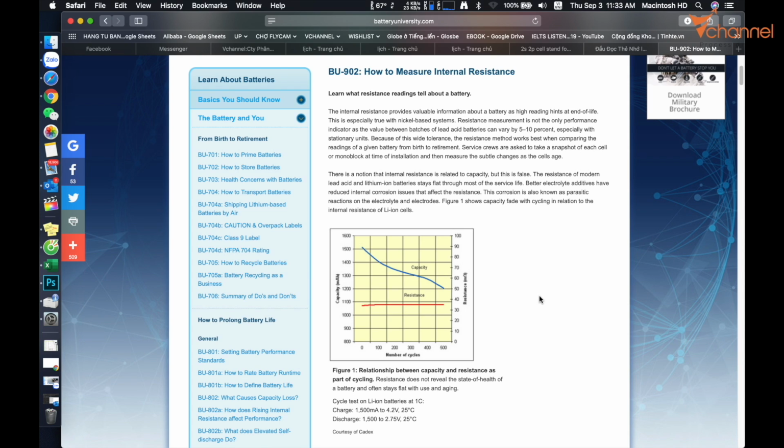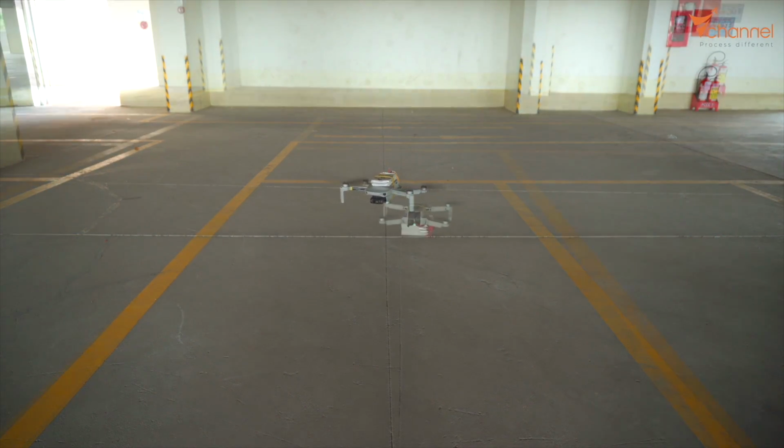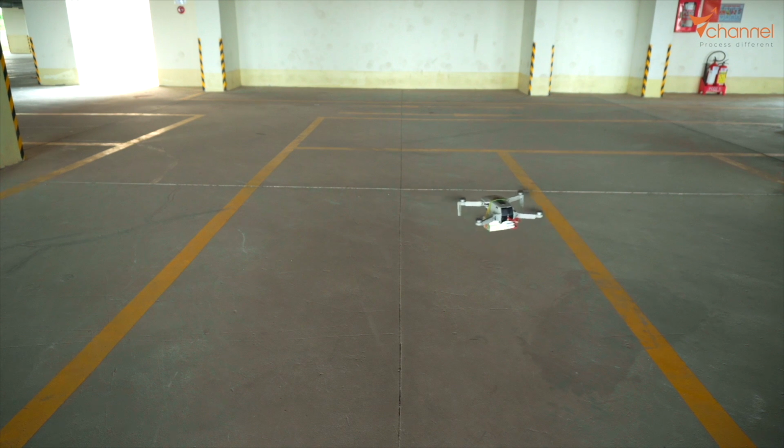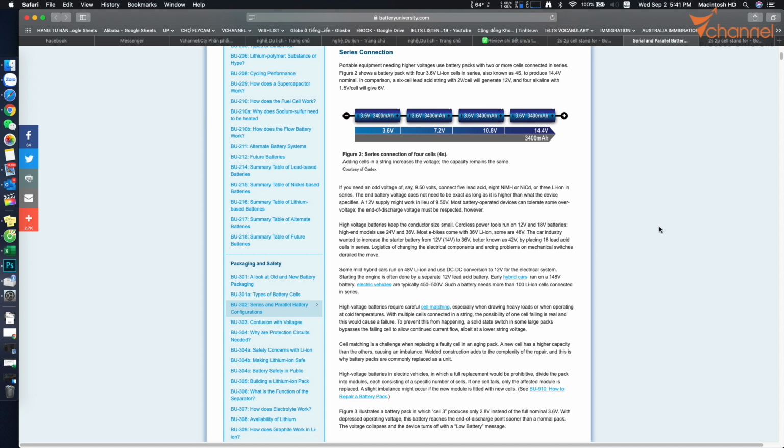Okay, that is some information and attention about batteries. Next, we will talk about the know-how of modifying the battery in general and modifying the battery for the Mavic Mini in particular. As I told you in the previous part of this clip, every battery cell has a voltage of 3.7 volt. However, it differs depending on the equipment we use. For example, the Mavic Mini needs 7.4 volt.